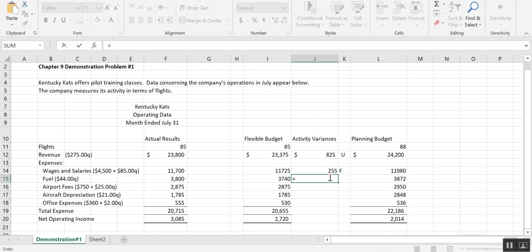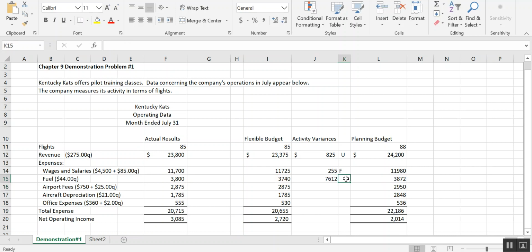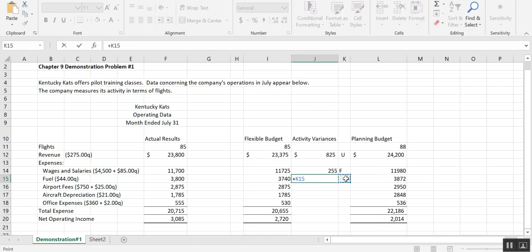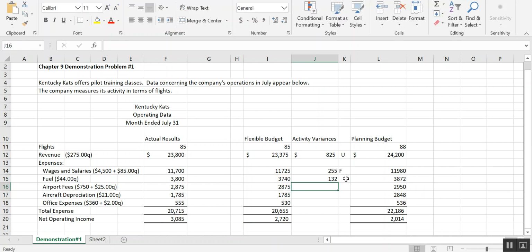And it stands to reason that with lower activity levels, these are going to be below what we originally planned. I have a mistake here. So take this, subtract the 37.40. We have a $132 variance that's also favorable. It's below what we originally planned. We have a $75 favorable variance because it's below what we originally planned for airport fees.